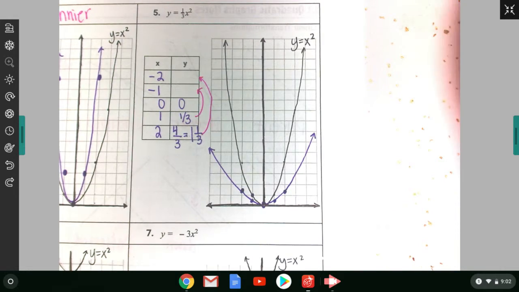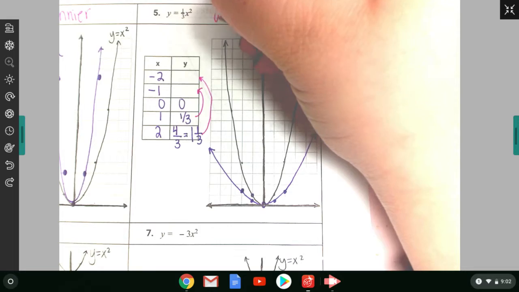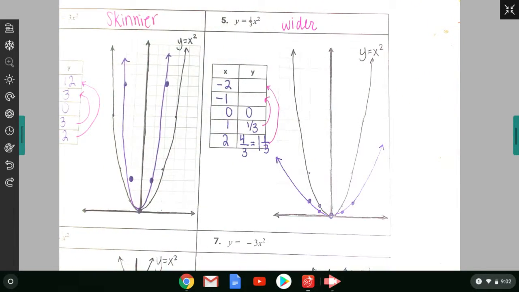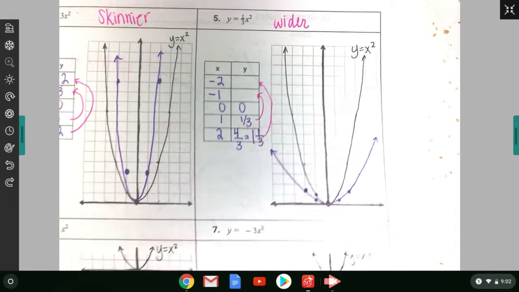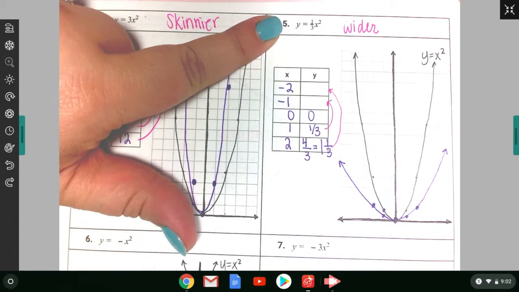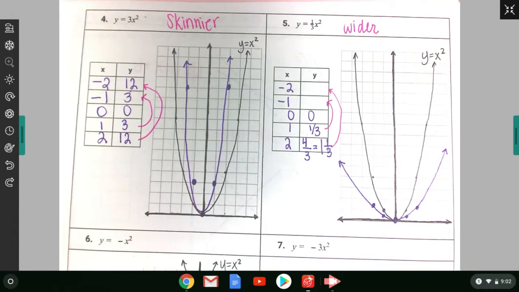And we can see this got wider. Or as my kid said, fatter. But I'm going to go with wider. Okay, so we're noticing if A is a number, it's skinnier. If it's a fraction, less than 1, it's wider.